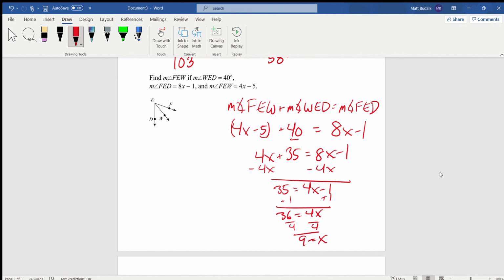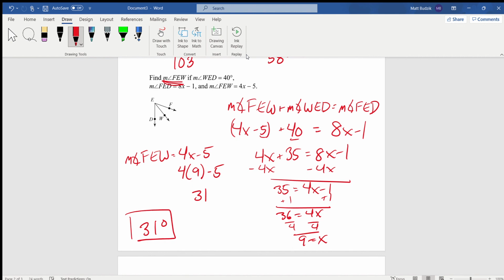But is that what this is asking me for? It's asking me for the measure of FEW, so I have to take that x and plug it in. We're given that the measure of FEW is 4x minus 5. So take that 9, plug it in for x. 4 times 9 is 36, minus 5 is 31. So the measure of angle FEW is 31 degrees.